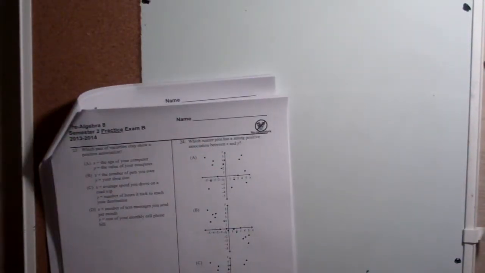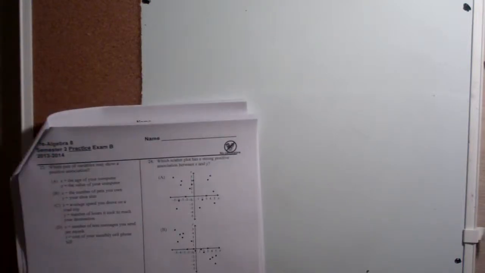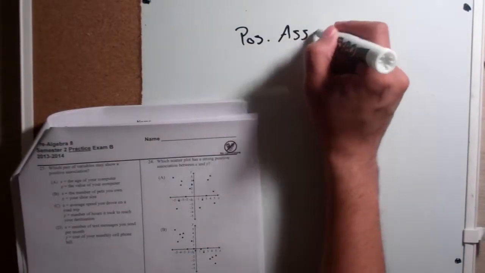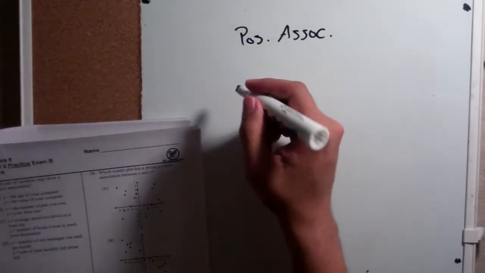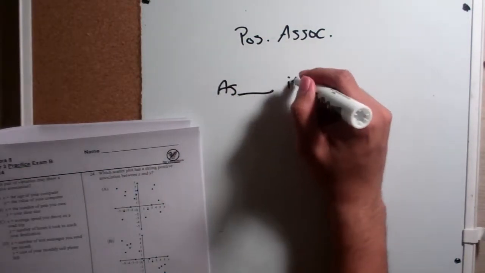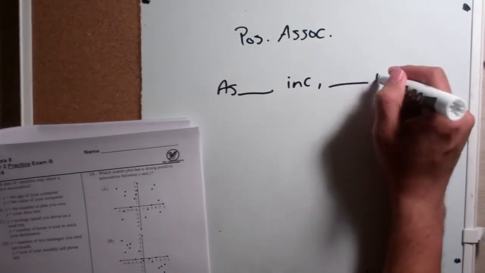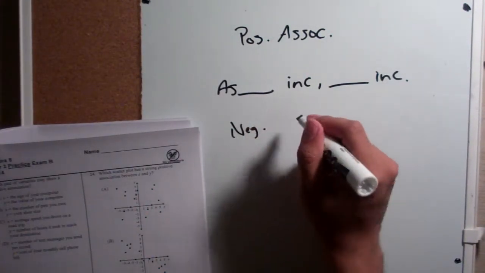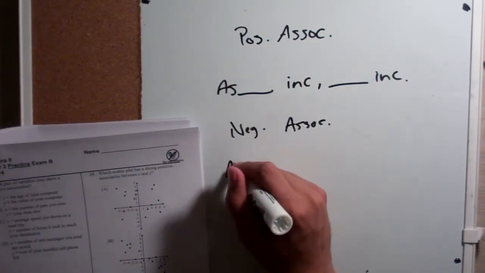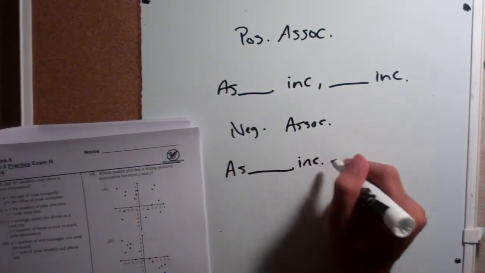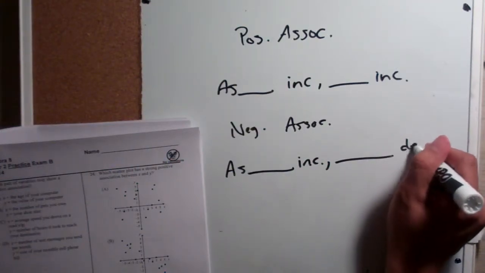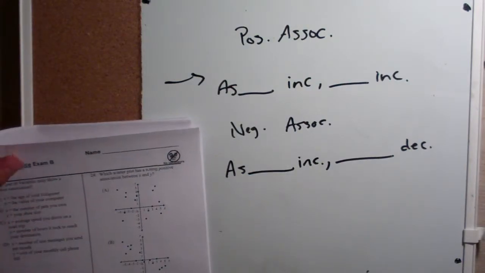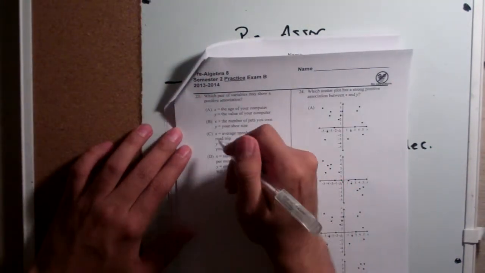Number 23 says, which pair of variables may show a positive association? For a positive association, you can use this: as something increases, something else has to increase. That's how we can tell if something is a positive association. For a negative association, as something increases, another thing would have to decrease. So I want to work with this first example. As something increases, something else increases as well. So two things are increasing. The answer for this is D.